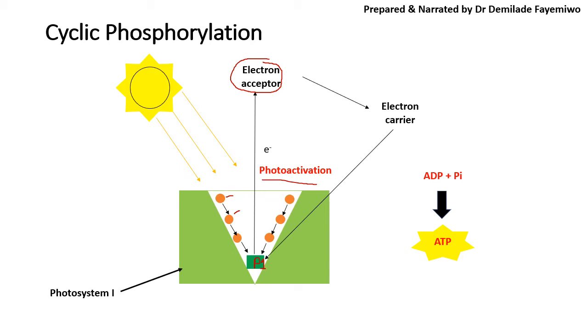And as it does that, the electron, just by its movement, provides the energy that is able to then allow the coupling of ADP and phosphate in order to make ATP. The reason why this is called cyclic phosphorylation is that the electron that is excited is passed back down to the photosystem. It doesn't go anywhere else. It goes to the electron carrier, releases energy, and comes back down to the photosystem. That is why we call this cyclic phosphorylation.